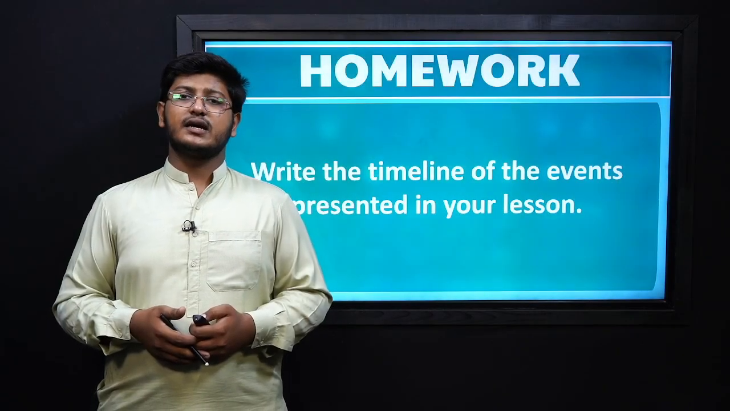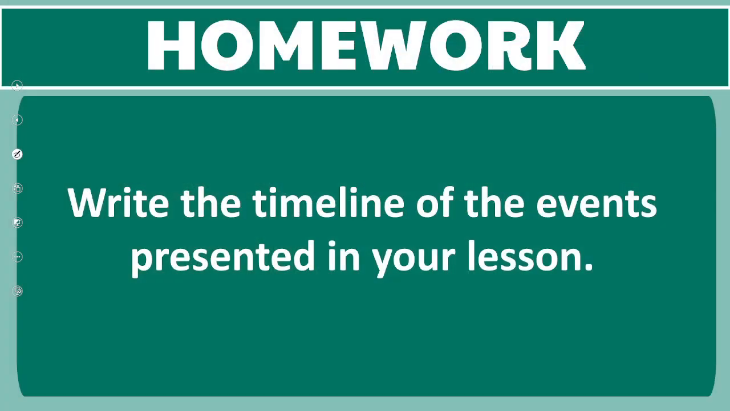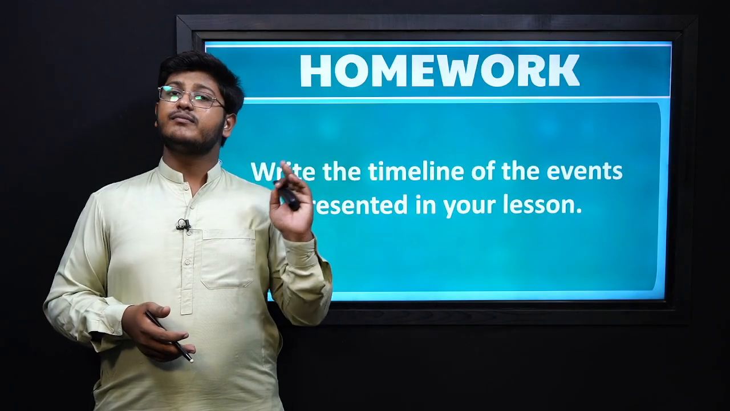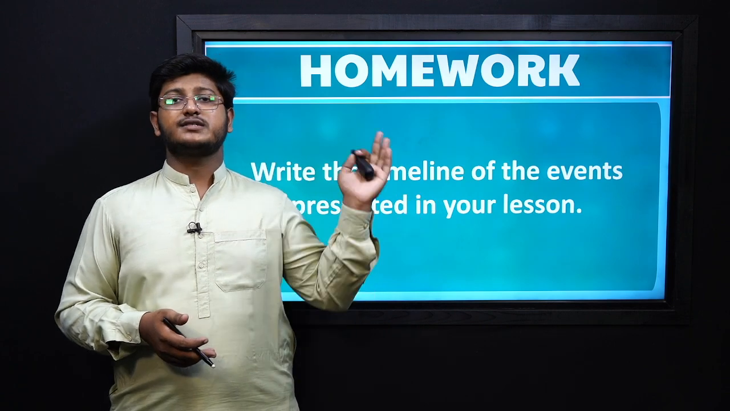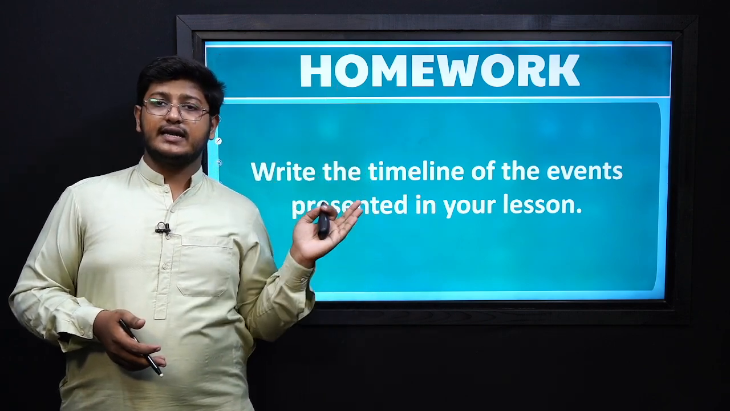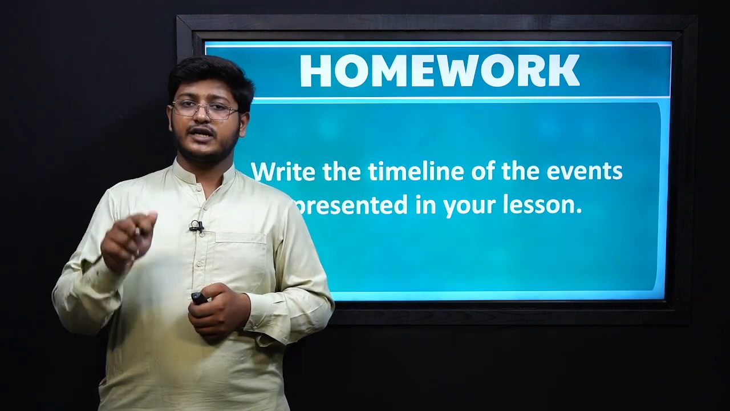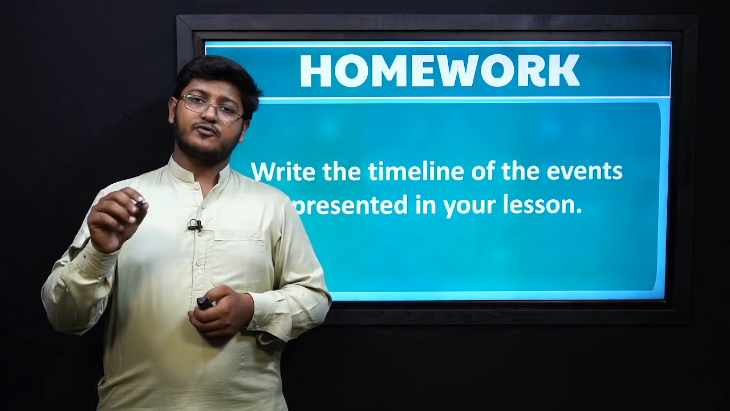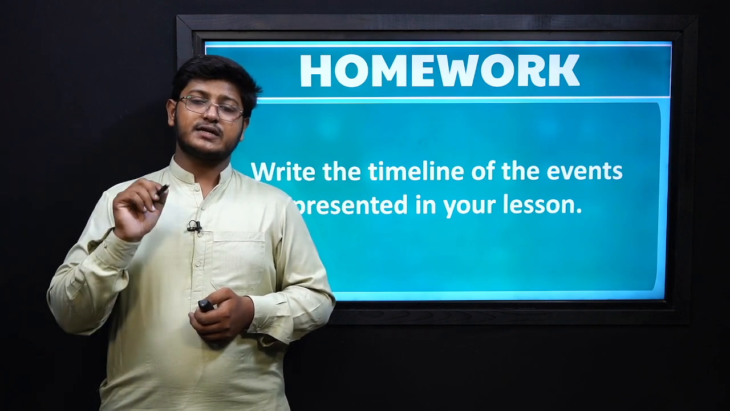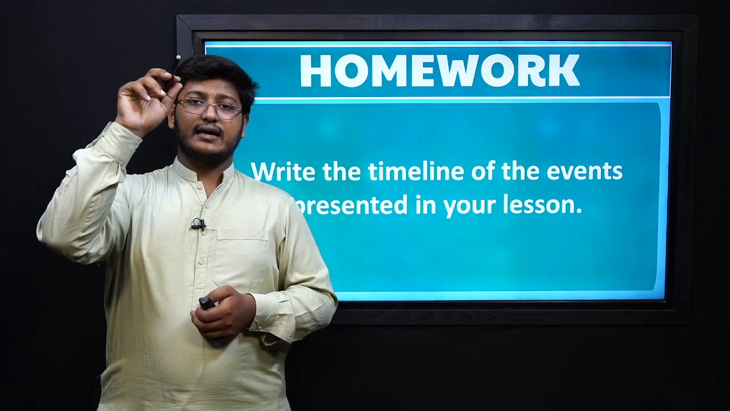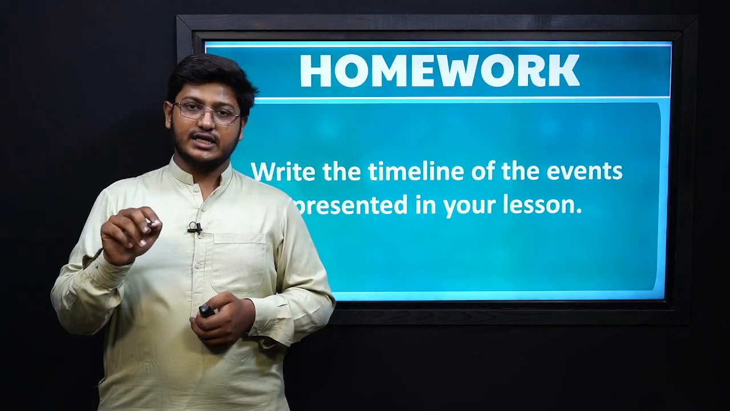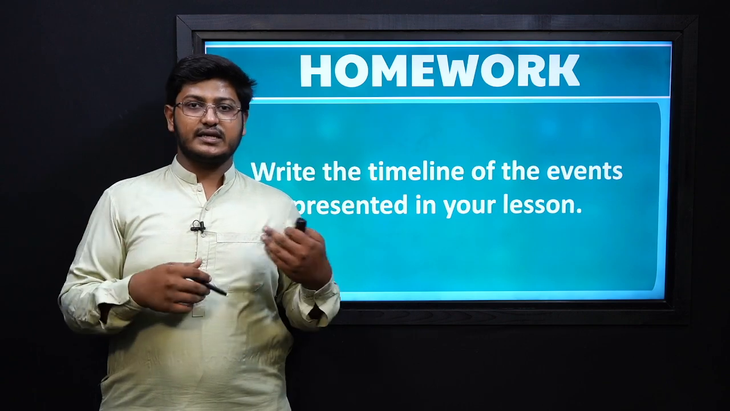Let's go further. Here is a homework. In this homework, you have to make a timeline of the happenings in the lesson of this chapter. You have to read the chapter, then identify the happenings from that chapter, and then arrange them in a chronological way according to our timeline, with illustrations. So this is the homework which you have to do.